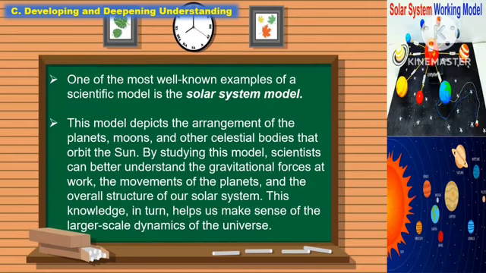One of the most well-known examples of a scientific model is the solar system model. So this model represents the arrangement of the planets, moons, and other celestial bodies that orbit the sun. By studying this model, scientists can better understand the gravitational forces at work, the movement of the planets, and the overall structure of our solar system. This knowledge, in turn, helps us make sense of the larger scale dynamics of the universe.